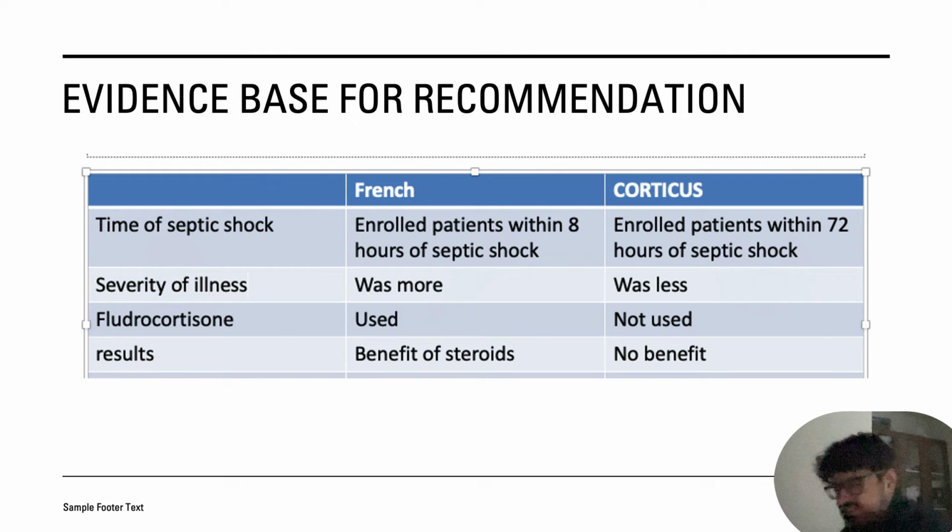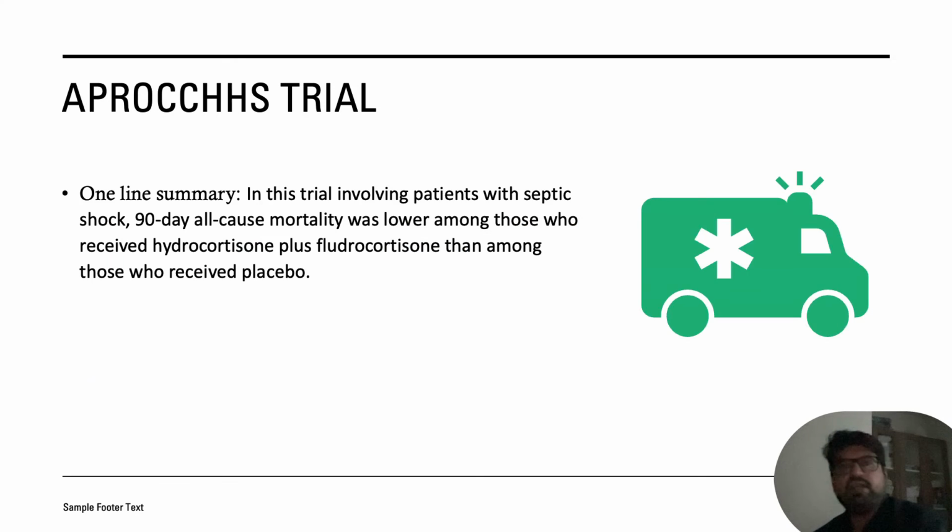Now, why the area of controversy? Because you had two historical trials which are exactly the opposite in terms of result, right? One was what is known as the French trial, where they actually found significant benefit of giving glucocorticoids, and the other was the Corticus trial, where they found no benefit of giving steroids, right? Now, the patients in both the groups were different. In the first French trial, there were more sick patients who were enrolled early, within 8 hours. The other group was slightly more stable patients who were enrolled at 72 hours of septic shock. So I think timing is very critical, and that is why the authors of the French trial said that the problem with the other trial was that they enrolled the patients much later, right?